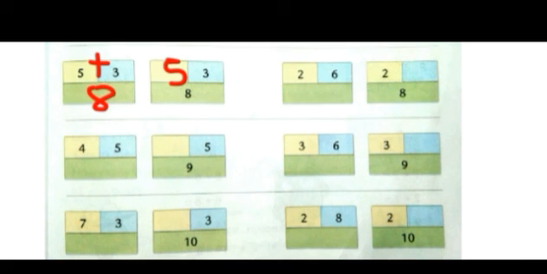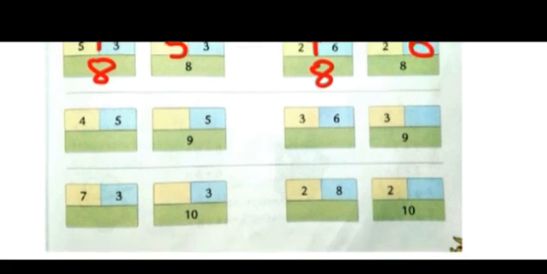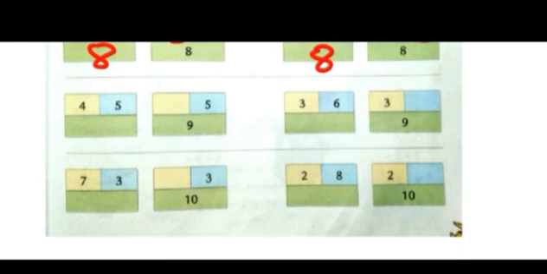See the next one. 2 plus 6 is 8. So 8 is already there in the green box. 2 is in the yellow box. Which number is missing? 8 minus 2 is 6. 6 will come in the blue box. This is the way how you do this question. Now scholars, try to do this remaining 4 as homework.